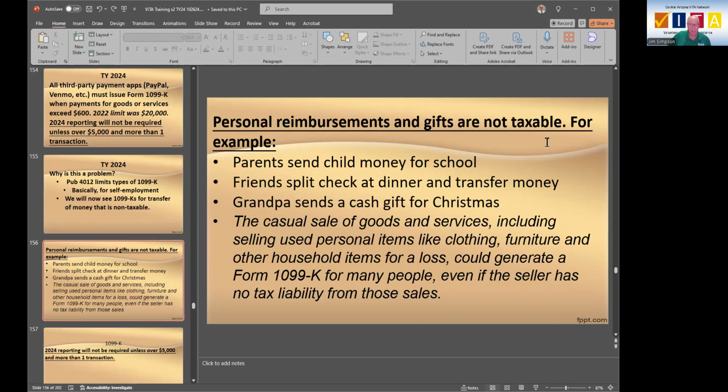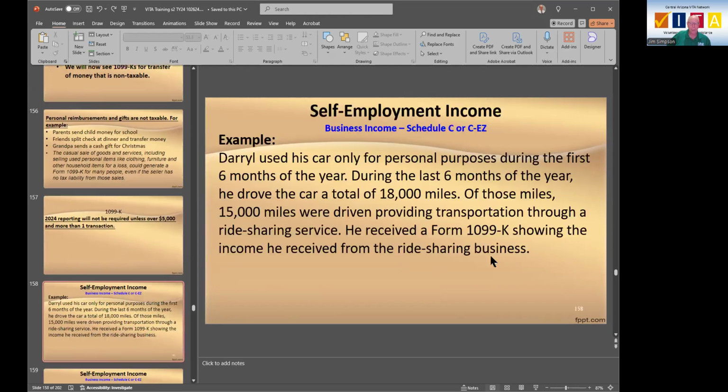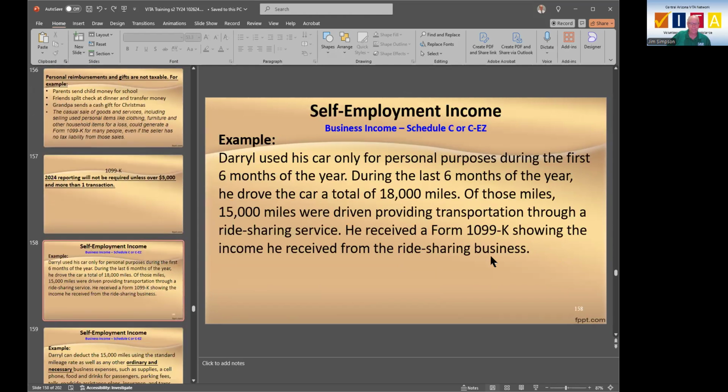Personal reimbursements and gifts are not taxable. These are the kinds of things I've been describing, right? Grandpa sends a cash gift for Christmas. Casual sale of goods and services were those I was describing. You're doing things at a swap meet, or you're selling things like my friend's son was doing. Okay, we've kind of talked about that.